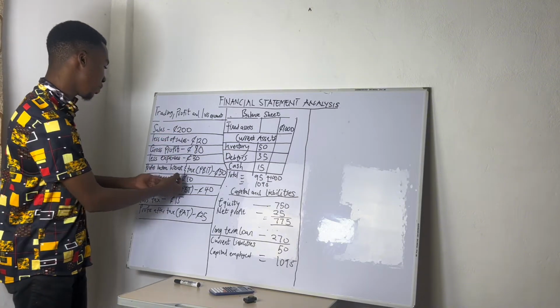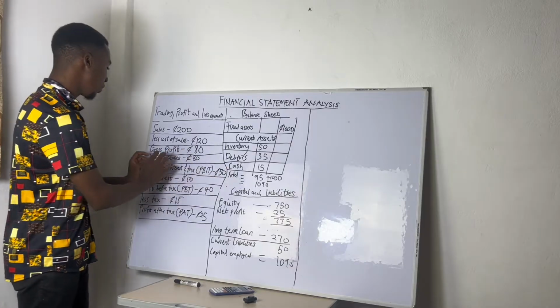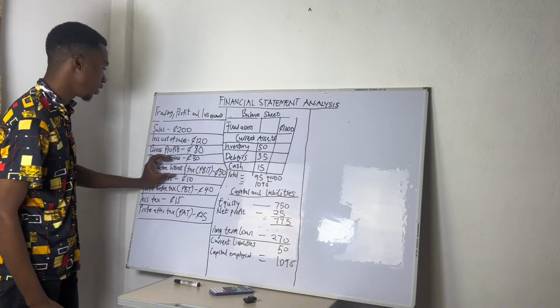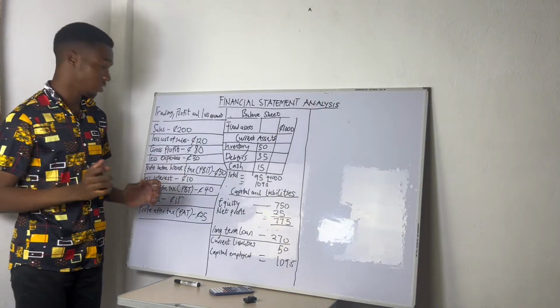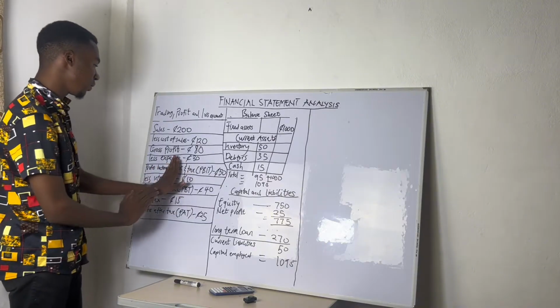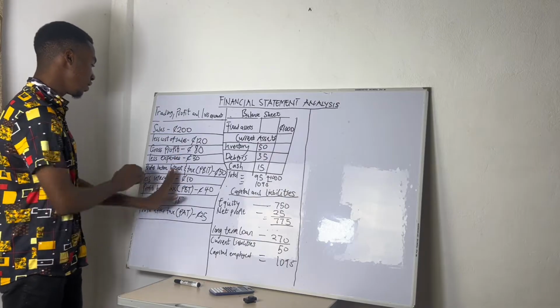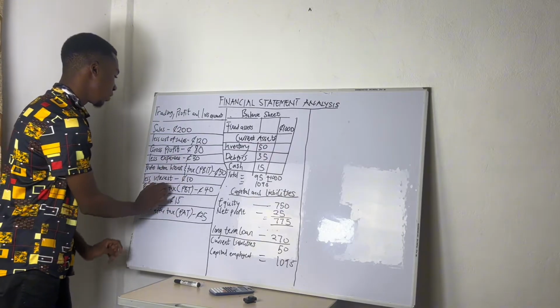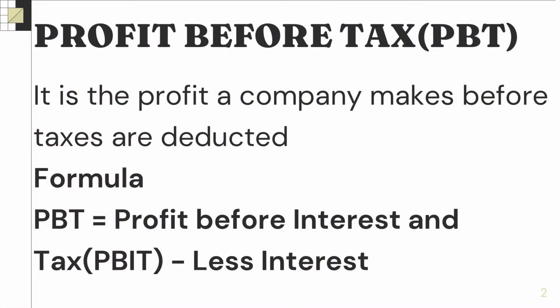So we are going to subtract the less interest from the profit before interest and tax. And straight away, you realize that here was profit before interest and tax. So when you subtract the interest from the profit before interest and tax, now you've taken away the interest. So it's now profit before tax. And the profit before tax is the profit you are making when you have not paid tax.